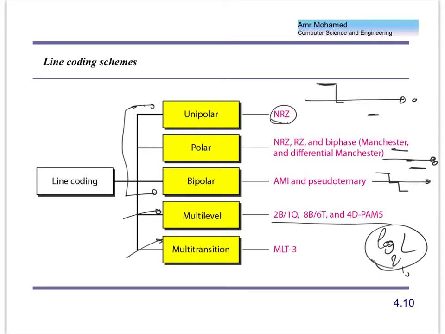The multi-transition is a very interesting category where the absolute voltage level does not indicate the actual bits. So if you see the voltage level positive or negative, that does not indicate that this is 1 or this is 0. What actually represents the data elements is the transition between the voltage levels. So this is where the information of the bit is. The transition between the voltage levels is the indication for whether this is 1 or this is 0. So multi-transition here talks about the fact that we have different types of transition between positive, zero voltage, and negative voltage, and each transition indicates 0 or 1, as we will see.